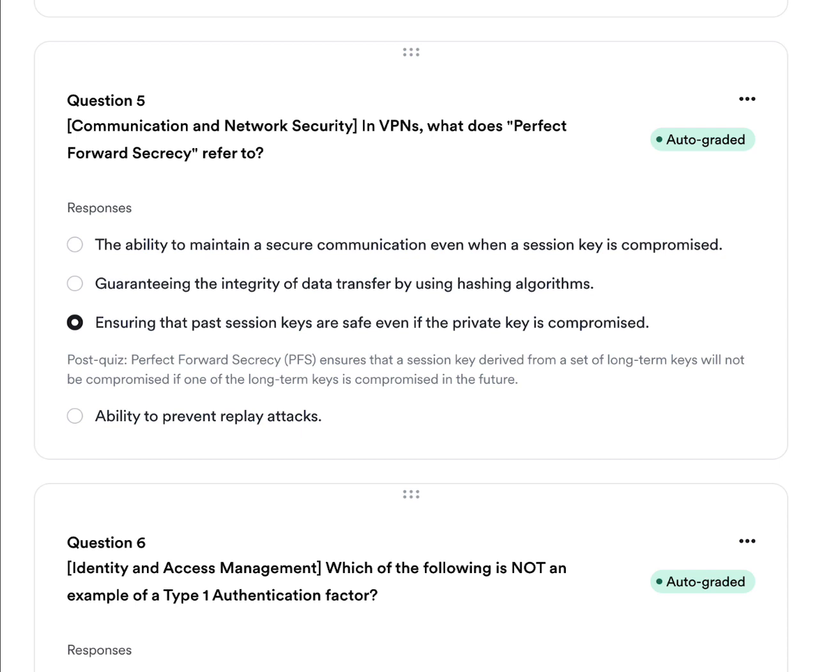Again, what does perfect forward security refer to in VPNs? And the answer is C, ensuring that past session keys are safe even if the private key is compromised. That is what perfect forward security, or secrecy, means. So basically, PFS is a session key that's derived from a set of long-term keys that will not be compromised if one of the long-term keys is compromised in the future. That is perfect forward security.